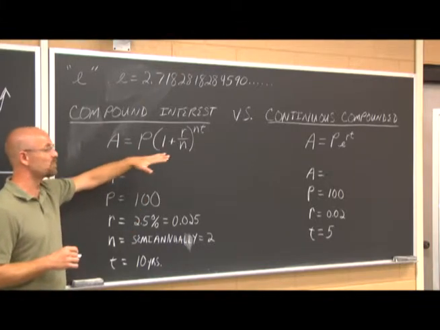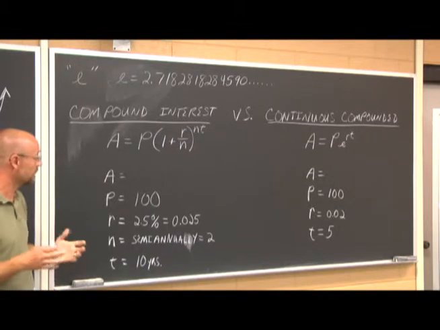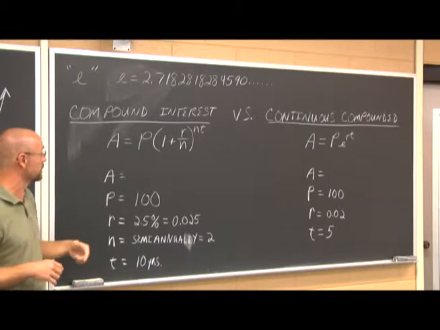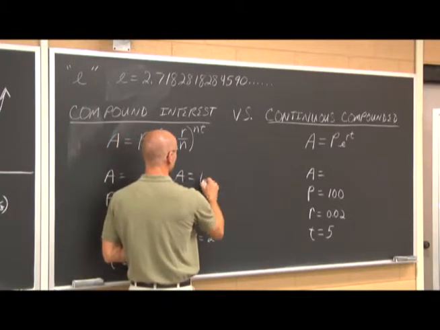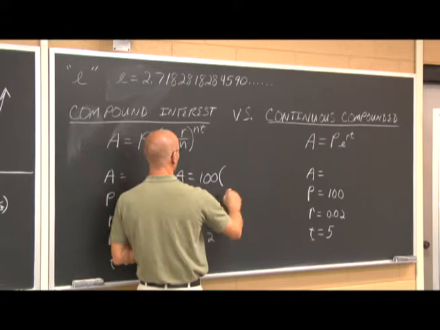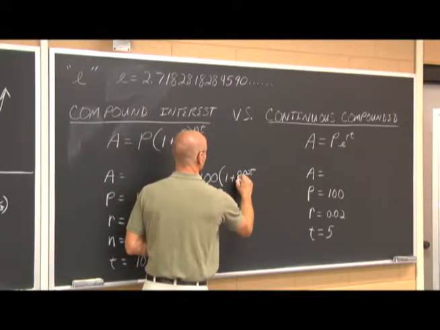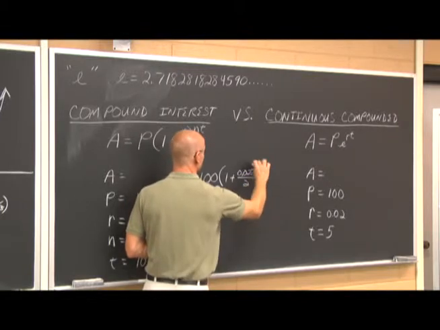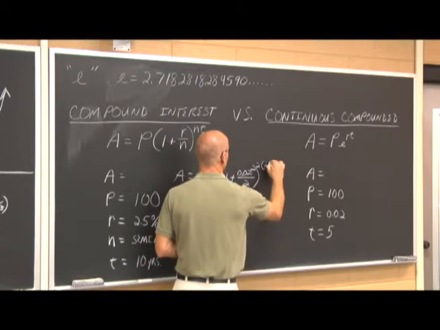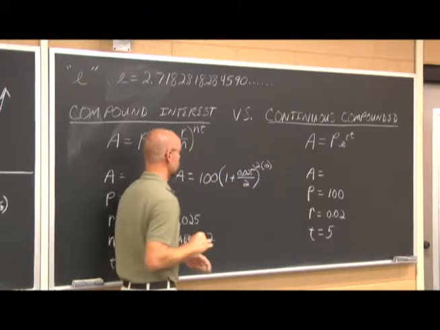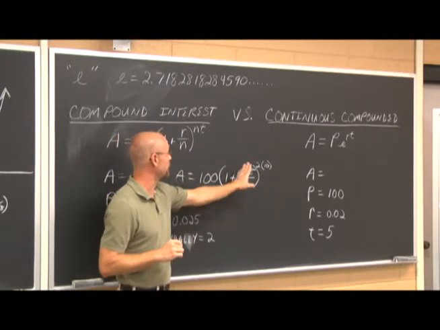Essentially, this example just says put it into a calculator. This is an example where we would use a calculator because it's not really a pretty number when you plug it in. All right, but let's actually put it into an equation so you can see. We're taking $100 and we're going to invest it at 2.5% compounded semi-annually, twice a year, for 10 years.